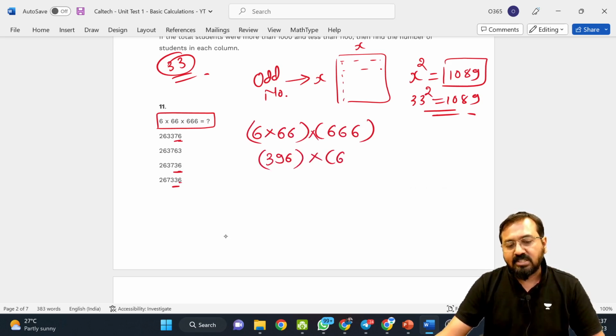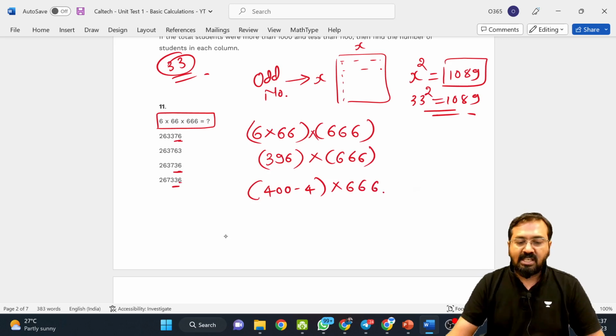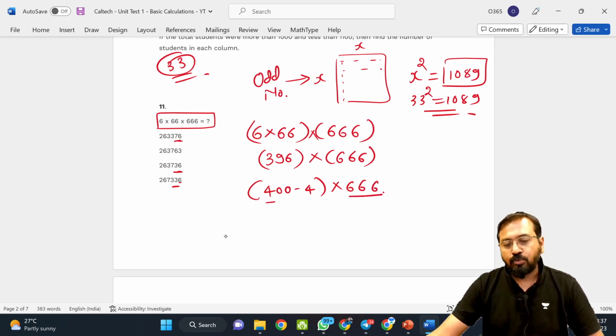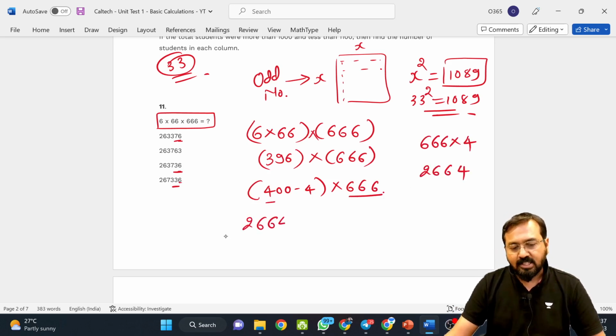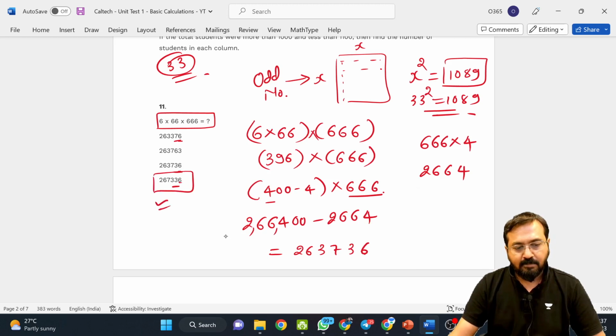I need to multiply 396 with 666. Now 396 can be written as 400 minus 4, and this is what is going to make our question easier. Now 666 into 4. What is 666 into 4? Can we say it is 2664? So this multiplication will be 266400 minus 2664. If you solve this, it will come out to be 263736. Option D will be correct for this one.